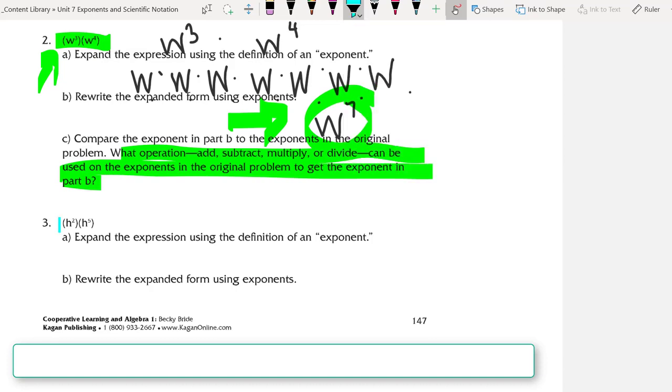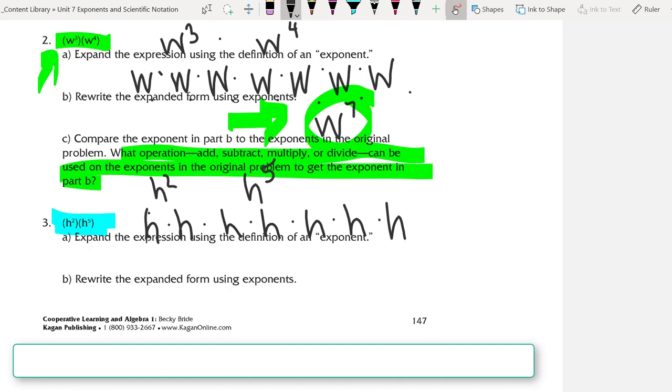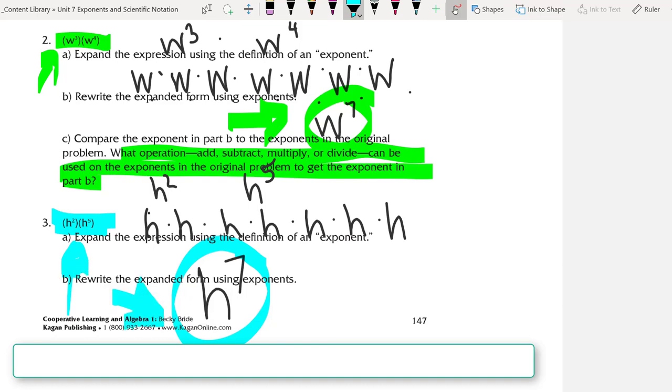Number 3, h to the second times h to the fifth. So expand h to the second to h times h. It's h to the second. H to the fifth would expand to times h, 3, 4, 5. And then it says rewrite that expanded form using exponents. That would be h to the 7th. So what operation did we do? Add, subtract, multiply, or divide to go from h to the second times h to the fifth to make it h to the seventh.